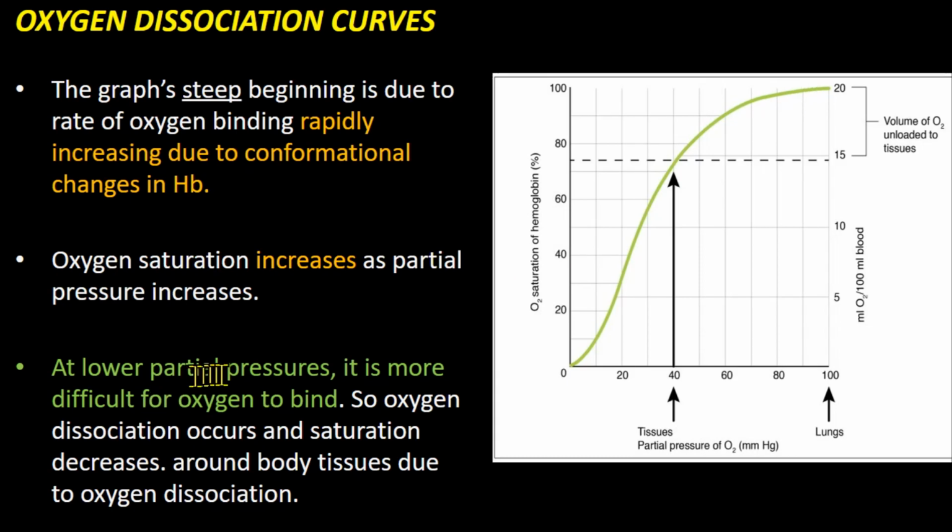So at lower partial pressures, it is more difficult for oxygen to bind. So oxygen dissociation occurs and saturation decreases. At these lower partial pressures, because there's less oxygen available, there's going to be less oxygen binding and more oxygen dissociation. So more oxygen is actually going to be released into those cells.